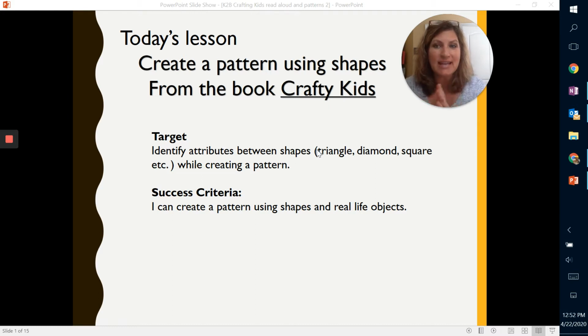All right, our target today is to identify attributes between shapes such as a triangle, a diamond, a square, while creating a pattern. So it's very important that you know what actually is a triangle. A triangle has three sides and three points or corners. A diamond shape actually has 4 points and 4 corners as well. So what you're going to do is create a pattern today using shapes and real life objects. That's what we're doing, carrying that over from the book, The Crafty Kids.